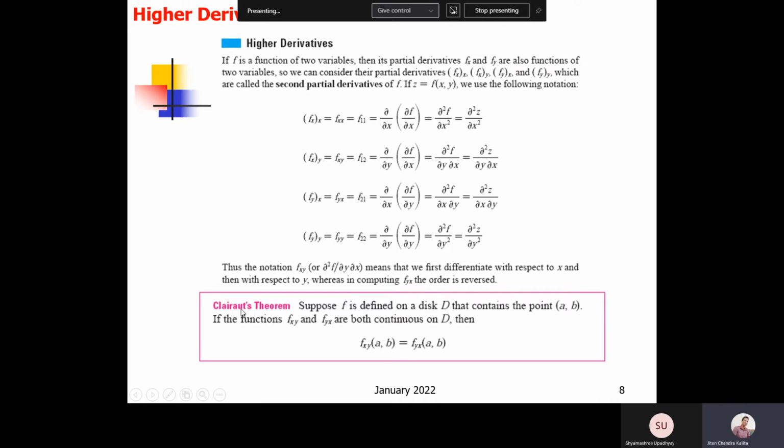Okay. So now this is what the theorem says. Suppose f is defined on a disk D that contains the point (a, b). If the functions fxy and fyx are both continuous on D, then this equality happens: fxy at (a, b) is equal to fyx. Okay, so again, in our tutorials, we are going to do a lot of examples, so you don't need to worry about it.